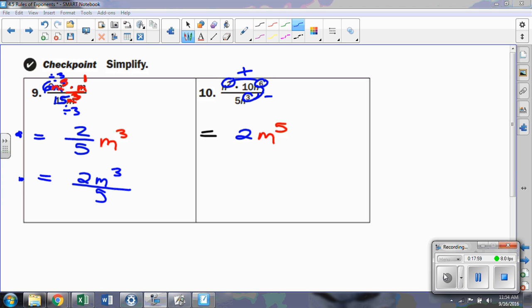And that's actually it for this video. All our objective was, was to learn how to use the product of powers property, just add the exponents, and the quotient of powers property, just subtract the exponents. It's about knowing when to add and subtract exponents when you multiply and divide powers with the same base.